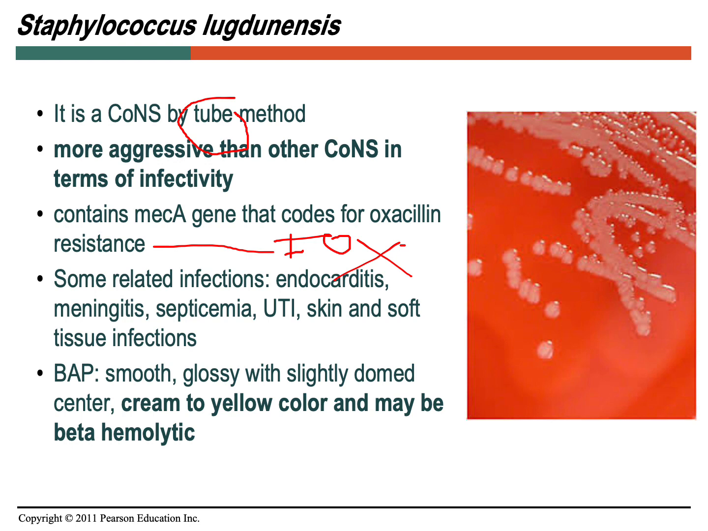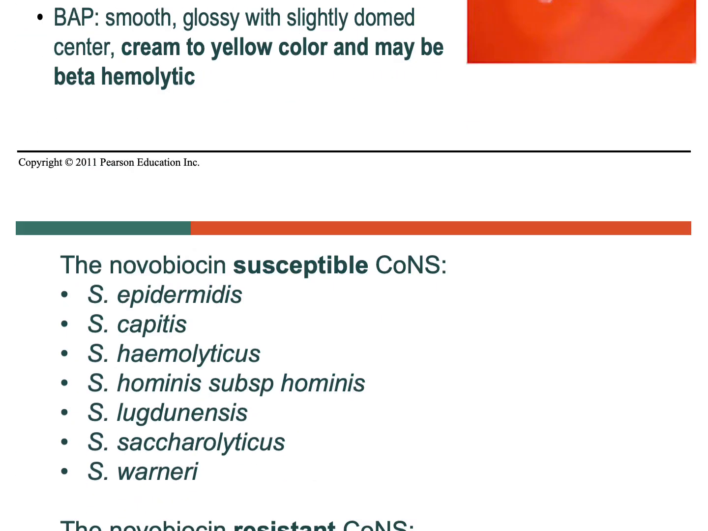Okay, so Staphylococcus lugdunensis appears as cream to yellow colonies and may be beta hemolytic. So usually the same as Staphylococcus aureus. But again, they are not coagulase positive, they are coagulase negative by the tube method.